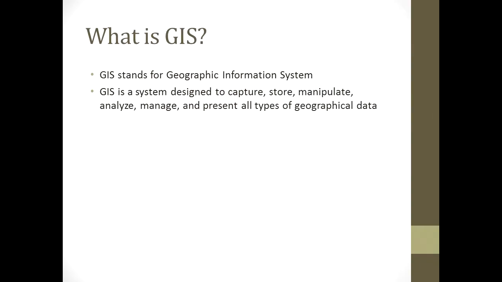What is GIS? GIS stands for Geographic Information System. GIS is a system that is designed to capture, store, manipulate, analyze, manage, and present all types of geographic data.